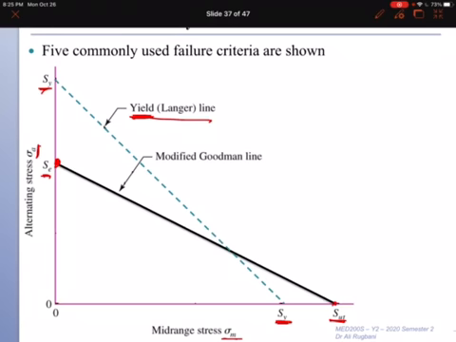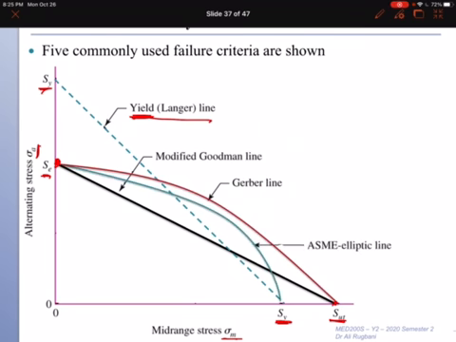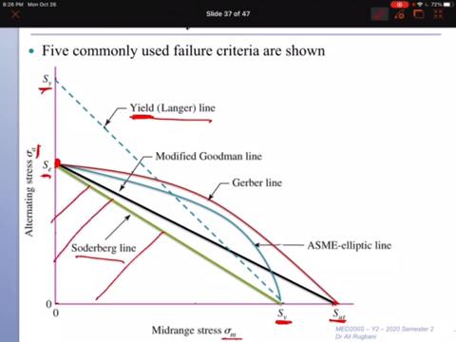And then we have some other fatigue criteria also. There is a Gerber line, and there is the elliptic line, ASME, and there is the Soderberg line. So the Soderberg line here is the most conservative. The safe zone is always under the curve. So according to Soderberg, only points under this curve are safe and no failure is expected.